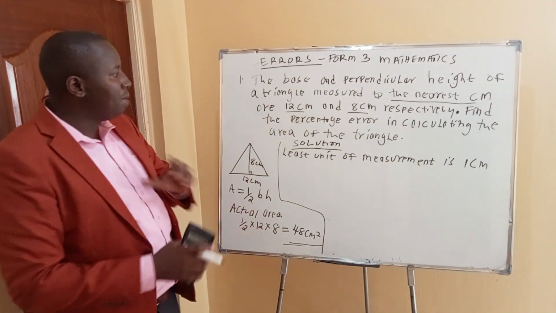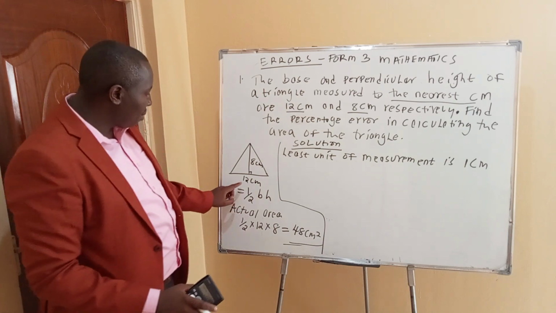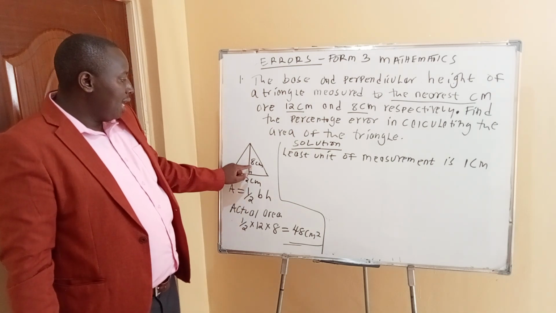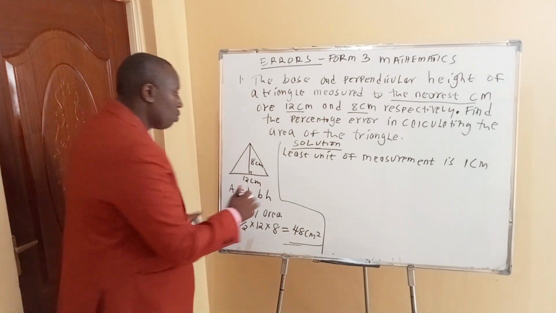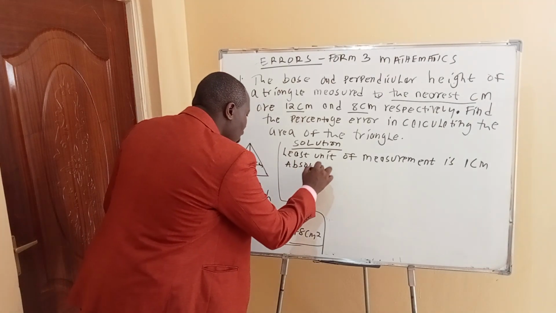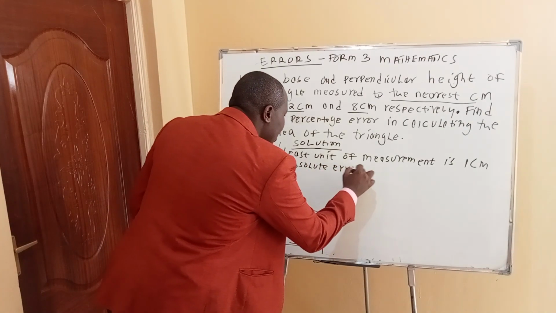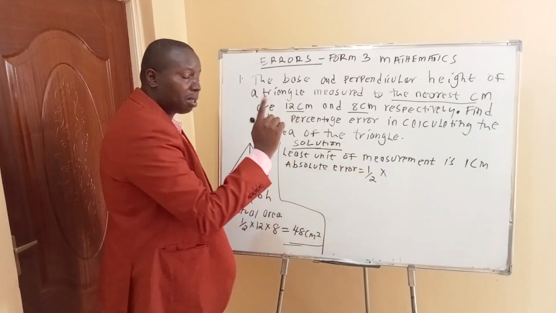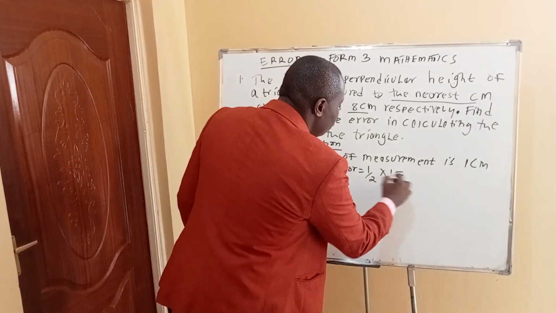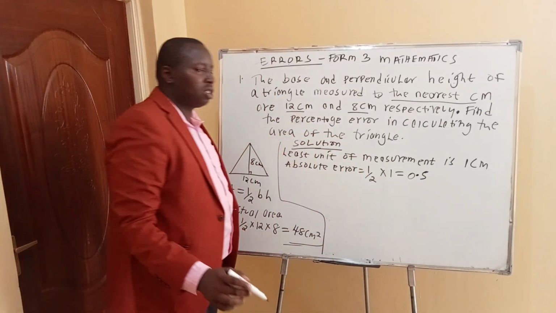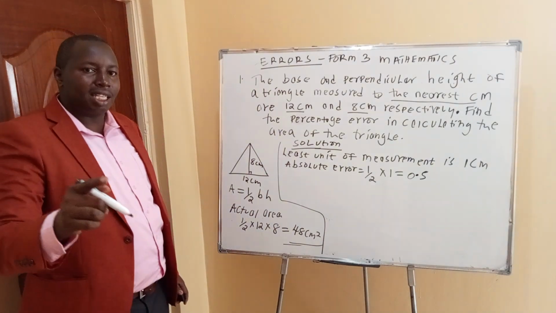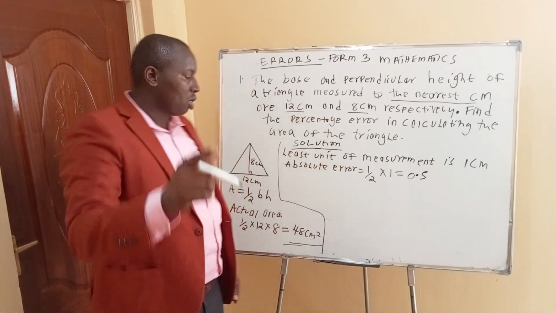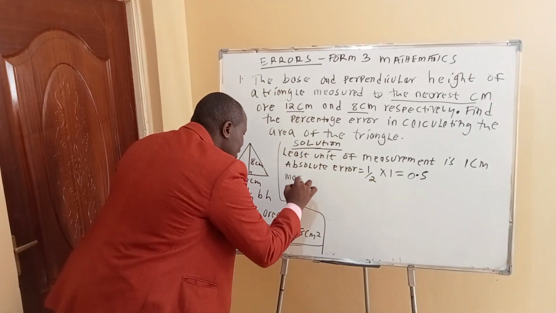In this case, the absolute error for the individual measurements, 12, that is the base, and 8, is equal to a half of the least unit of measurement. The least unit of measurement is 1, so it is a half of 1, which is 0.5. So measured to the nearest 1 centimeter, the absolute error for that measurement is 0.5.